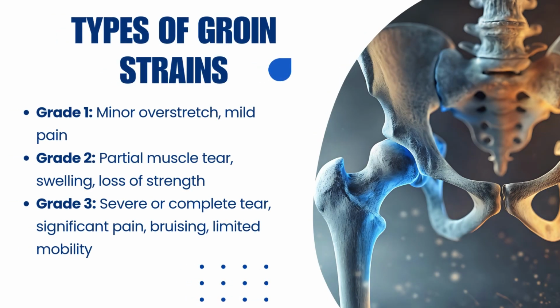Now, the types of groin strains range from 1 all the way to 3. You have a minor overstretch with grade 1, and mild pain is usually associated. You have a partial muscle tear with grade 2, and swelling and loss of strength are usually associated. Then you have a severe or complete tear with grade 3: significant pain, bruising, and limited mobility. Usually, with the last one, a surgical procedure is definitely needed, and it requires you to recover from that procedure. It can take 4 to 6 months. It really depends on how recovery goes and what type of athlete you are. Are you a quick-twitch athlete or a little bit less athletic? That will also determine your recovery time.